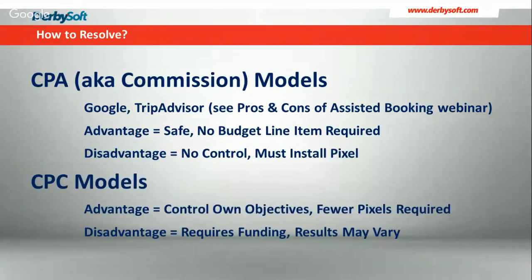By way of comparison, your standard CPC models have an advantage in the fact that you get to have control over your own objectives. Fewer pixels required because you don't have to have them following your commissions all the way through to the booking funnel. But the disadvantage is they do require some funding, and the results may vary depending upon especially what your strategies are and what your goals are.